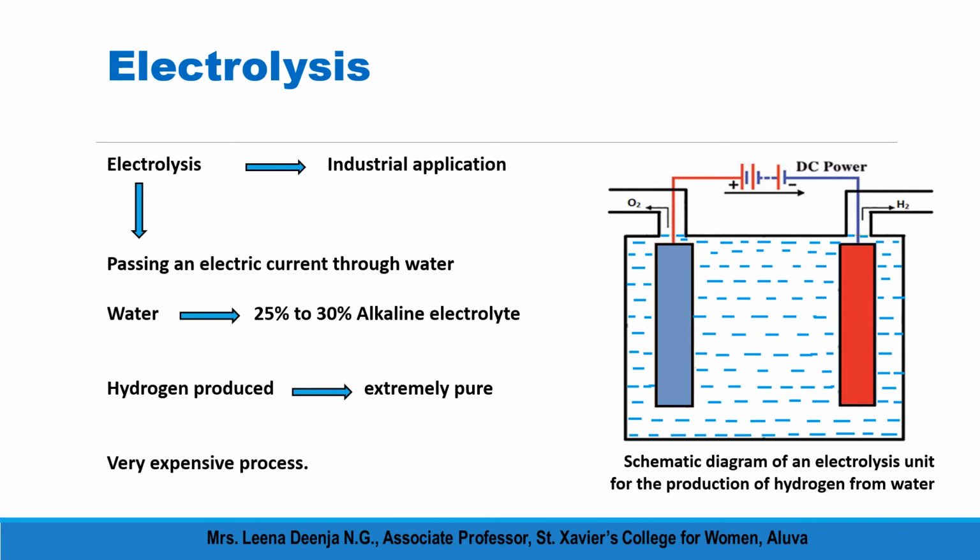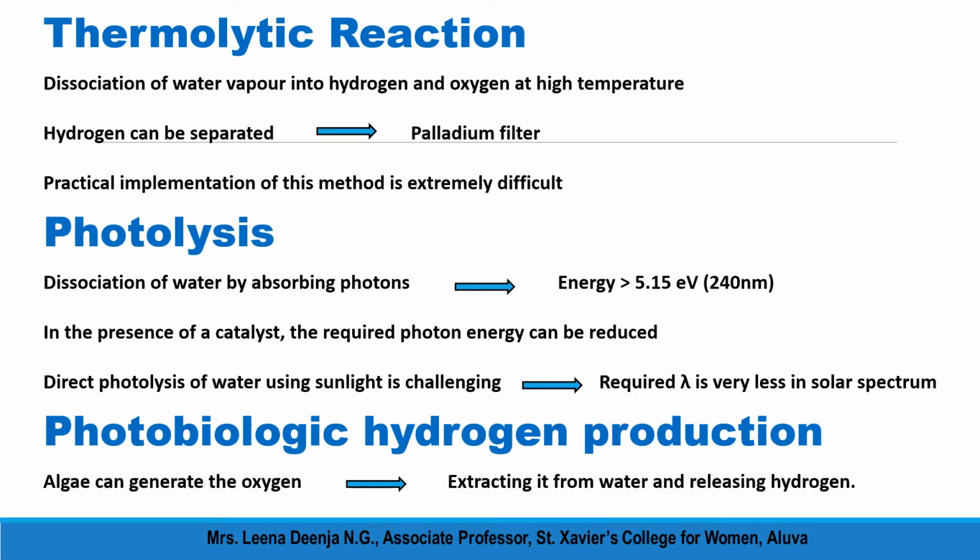Hydrogen produced by electrolysis is extremely pure, but unfortunately, electrolysis is a very expensive process. A schematic diagram of an electrolysis unit for the production of hydrogen is shown in the figure. Thermolytic reaction is the dissociation of water vapor into hydrogen and oxygen at a high temperature. Here, the hydrogen can be separated out by using an appropriate device such as a palladium filter. However, practical implementation of this method is extremely difficult.